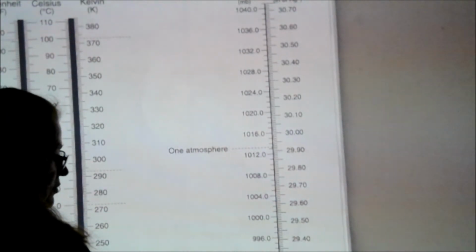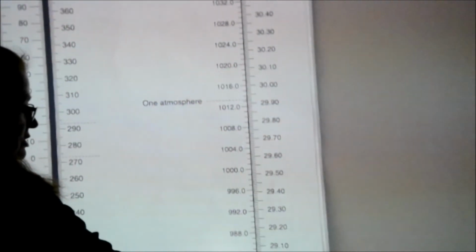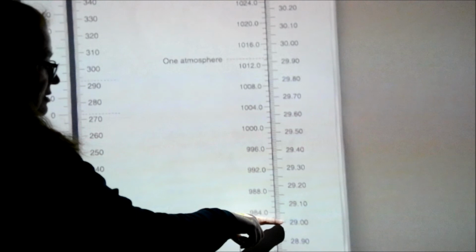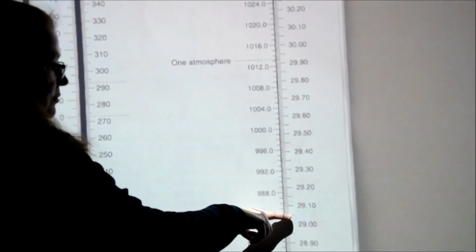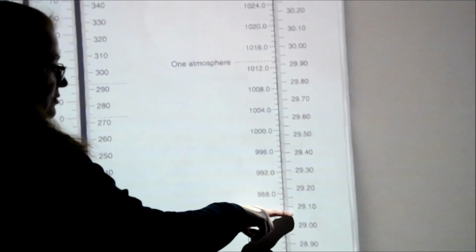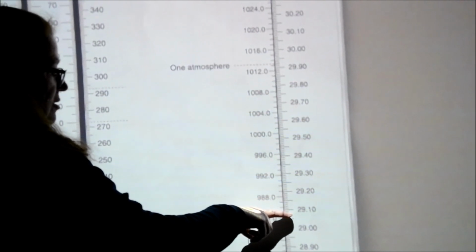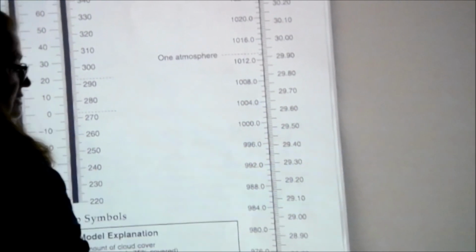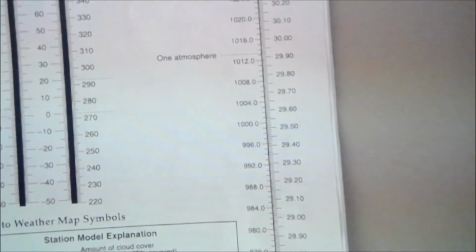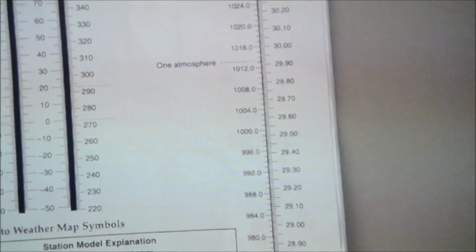If you're looking at inches of mercury, each little number is going up by 1/100th. So 29.00, 29.01, 29.02, 29.03, 29.04, 29.05, 29.06, 29.07, 29.08, 29.09, 29.1. So each one's going up by 1/100th there, 0.01.